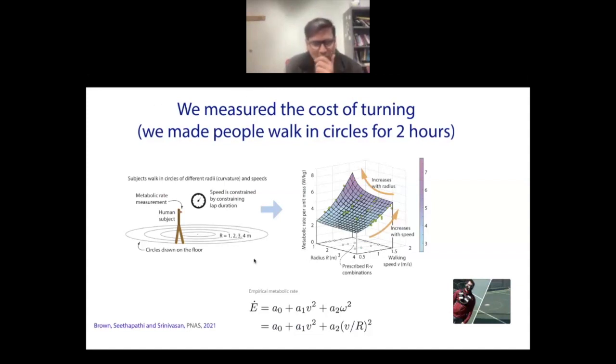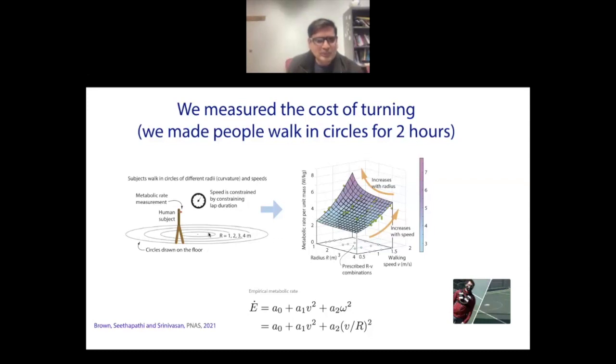So we first measured the cost of turning as a function of the walking speed and the turning radius, by making people walk in circles for about 2 hours. It's 2 hours because we had 4 different circle radii, and each circle radius had a few different speeds, depending on the subject, either 4 or 5 different speeds. That's about 16 to 20 different trials, each of which is about 6-7 minutes long because it takes that long to get a good metabolic reading. That's why it's about a couple of hours of walking.